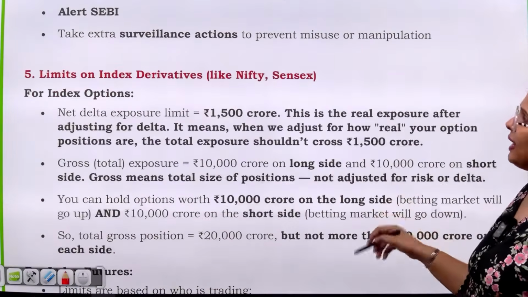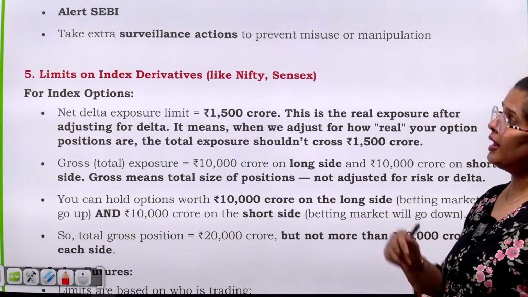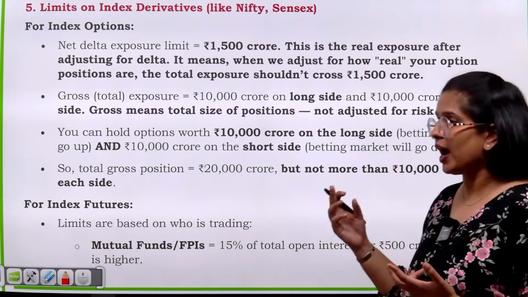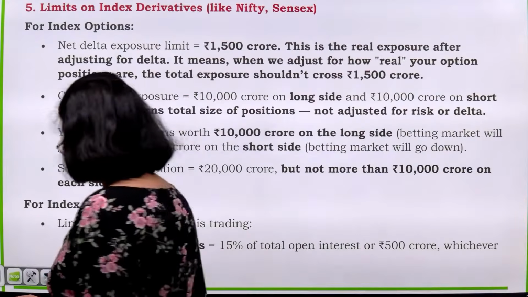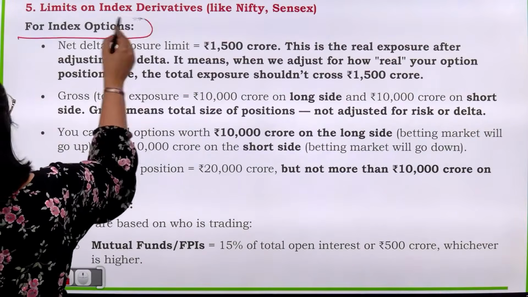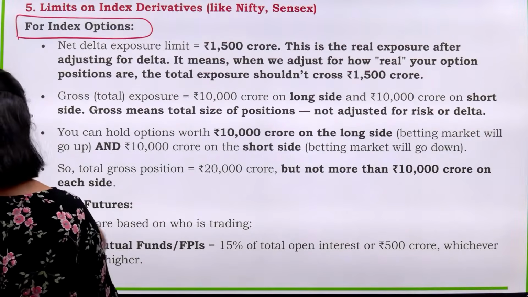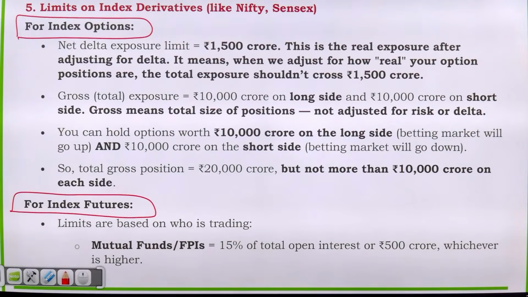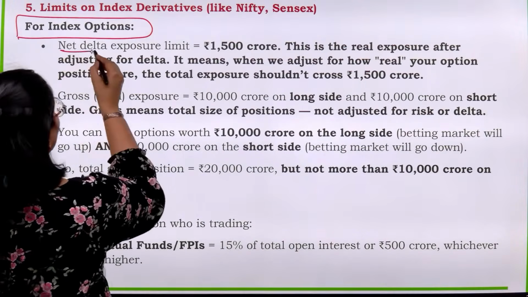After that, it has been told limits on index derivatives. Index derivatives can be of two kinds: index options, where you just want the right to buy or sell, or index futures, where you are saying that I will buy, right? It is your obligation to buy. What is the underlying asset in both these cases? Index, right? So over here it has said net delta exposure.